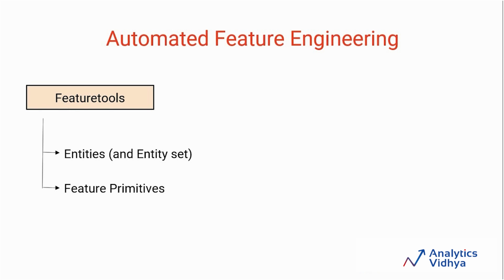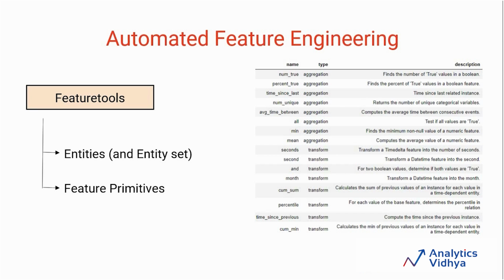Let's now talk about feature primitives. Remember we studied about feature transformations such as log or square before, as well as feature aggregations like additions and ratio previously. Well, these aggregations and transformations are called feature primitives. Here are a few examples of the various transformations and aggregations that we can implement using feature tools. You can go ahead and pause the video for a second and just go through this list if you want.